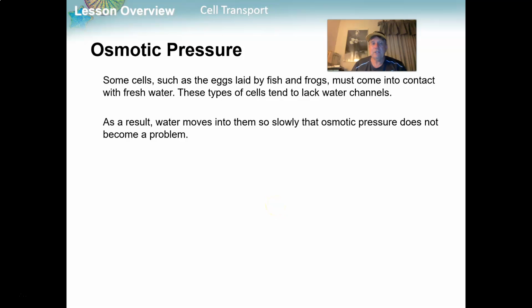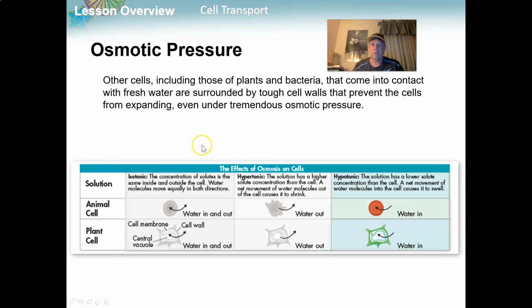Some cells, such as the eggs laid by fish and frogs, are going to come in contact with fresh water. These types of cells tend to lack water channels. As a result, water moves into them so slowly that osmotic pressure does not become a problem. Other cells, including those of plants and bacteria that come into contact with fresh water, are surrounded by tough cell walls that prevent the cells from expanding even under tremendous osmotic pressure.